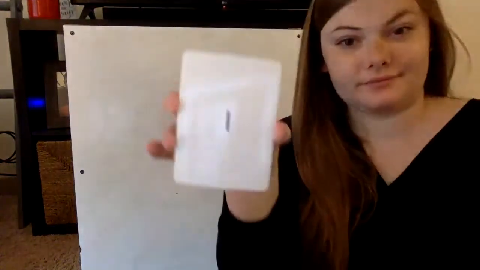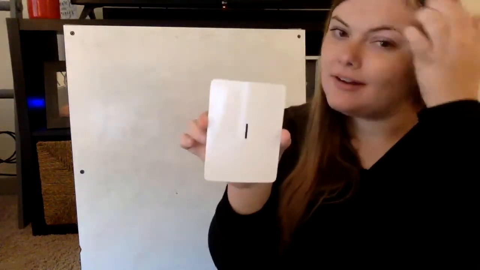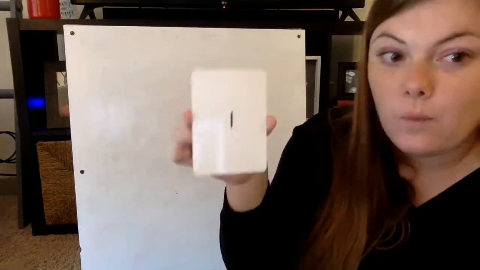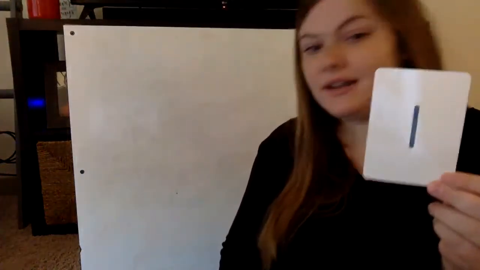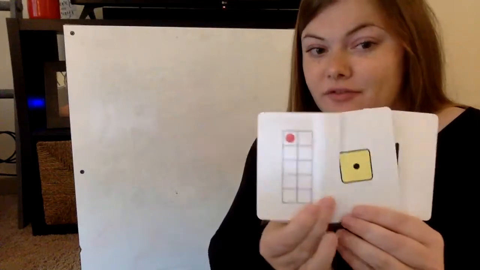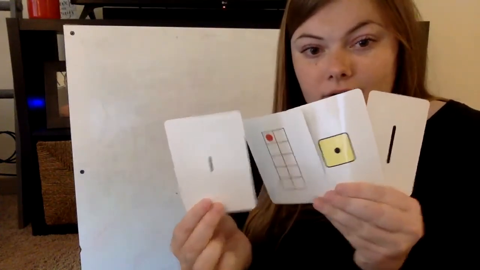Good job. Okay, now this, it looks like the number 1, doesn't it? But this is actually called a tally mark. It's like a line. And how many tally marks are on this card? 1, yes. So it's the same thing, right? We have our number 1 here. We have our 1 dot in our dice. We have our 1 dot in our 10 frame. And we have our 1 tally mark, right?